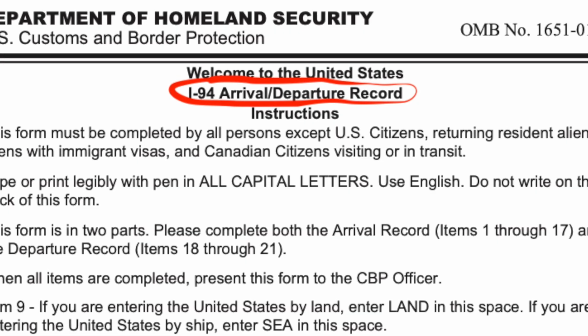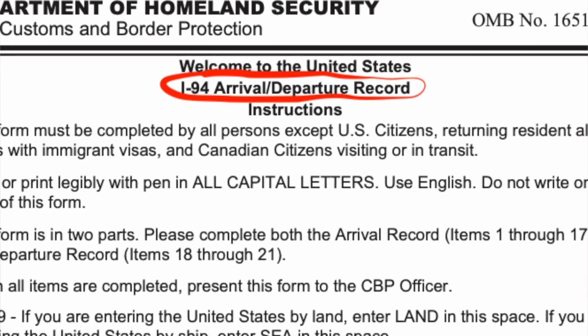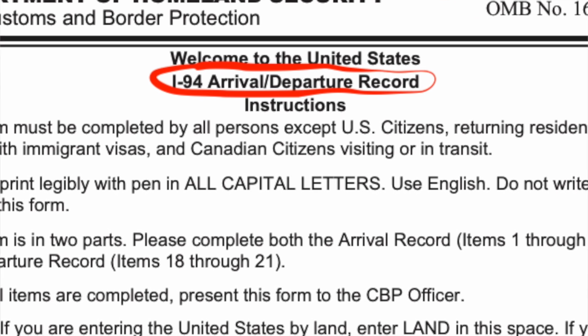So the United States Customs and Border Protection Service, also known as CBP, issues Form I-94 to foreigners who are admitted to the United States at ports of entry, at borders, and at airports. The official name of this document is Form I-94 Arrival Departure Record. The I-94 is proof of your entry and legal status in the United States and includes the deadline you can legally remain in the United States.